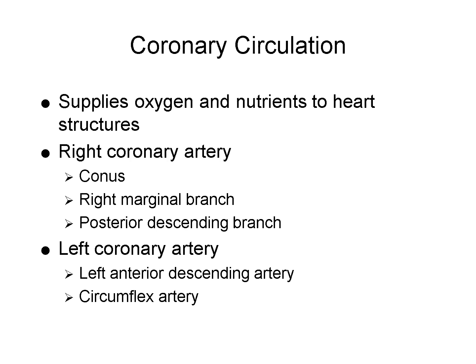The right coronary artery branches into the conus, right marginal, and posterior descending arteries. The left coronary artery divides into the left anterior descending and circumflex arteries. These vessels ensure the myocardium stays well oxygenated, especially during increased demand.